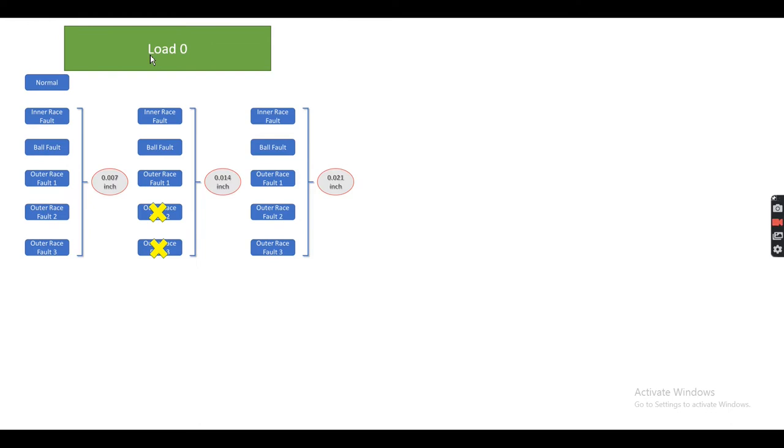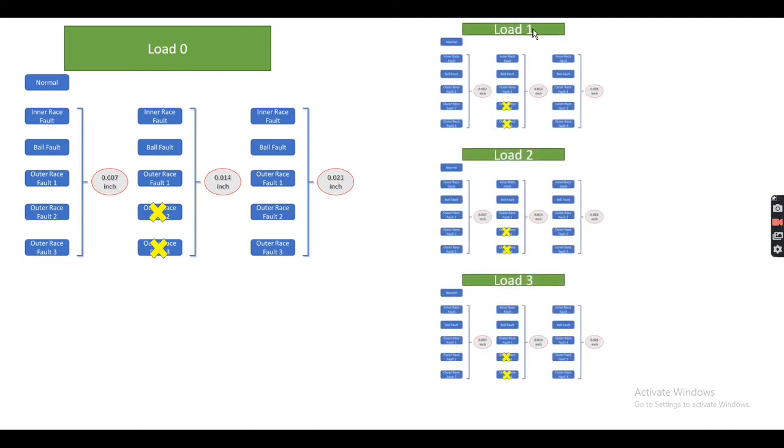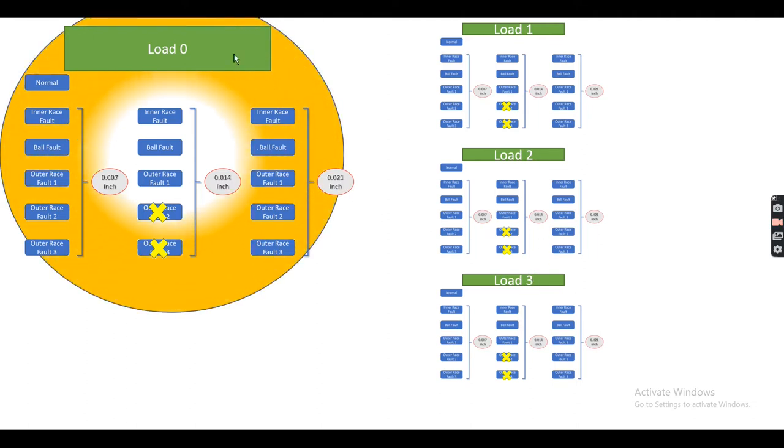But as the load condition changes during any application, they have also obtained data for different load conditions. So after obtaining this for the zero load condition, they obtained the same data for load 1, load 2, and load 3. Load 1 refers to 1 HP load, then 2 HP load, and 3 HP load. But in this video, we are just going to focus on the load 0 condition. In the next videos, we'll see how we can get the data for other load conditions.